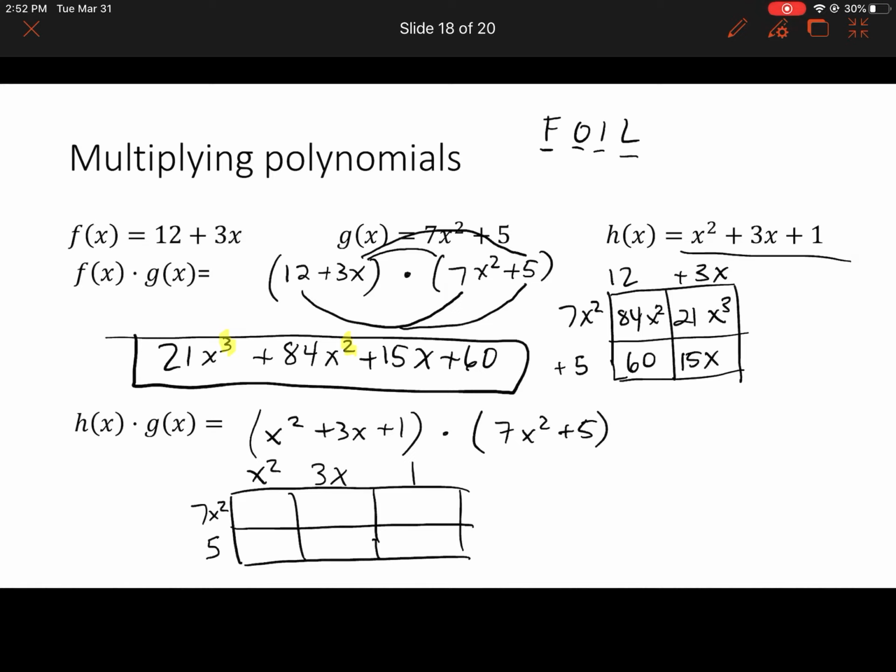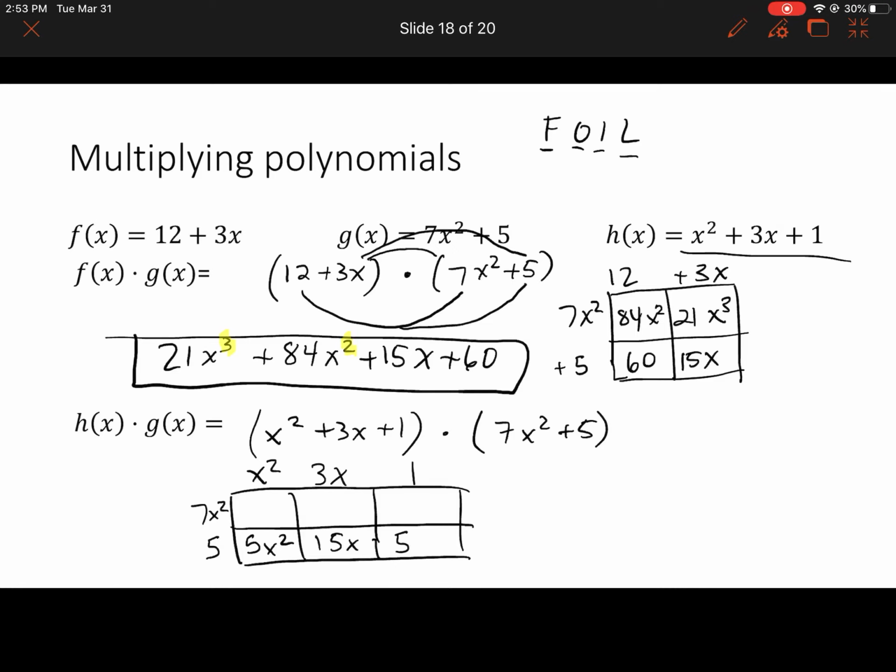It doesn't matter which boxes you start off with. If you want to start off with the 5s, you can. Just make sure that you fill them all in. 5 times x squared becomes 5x squared. 5 times 3x becomes 15x. 5 times 1 becomes 5.